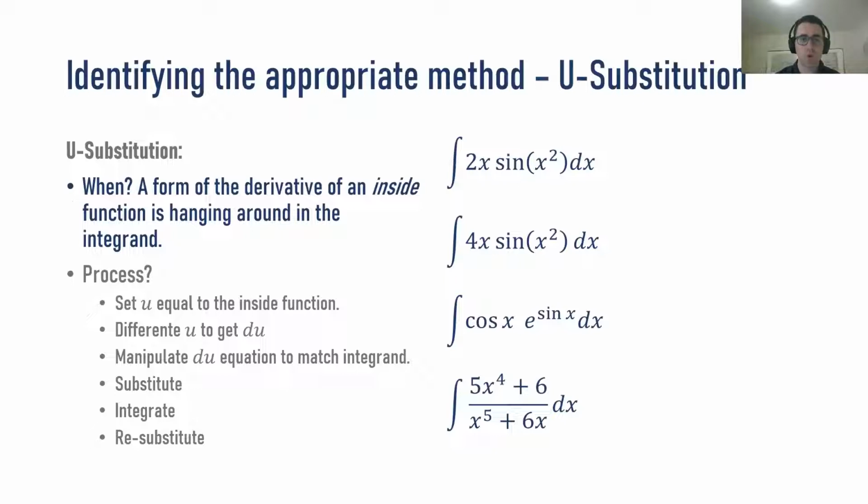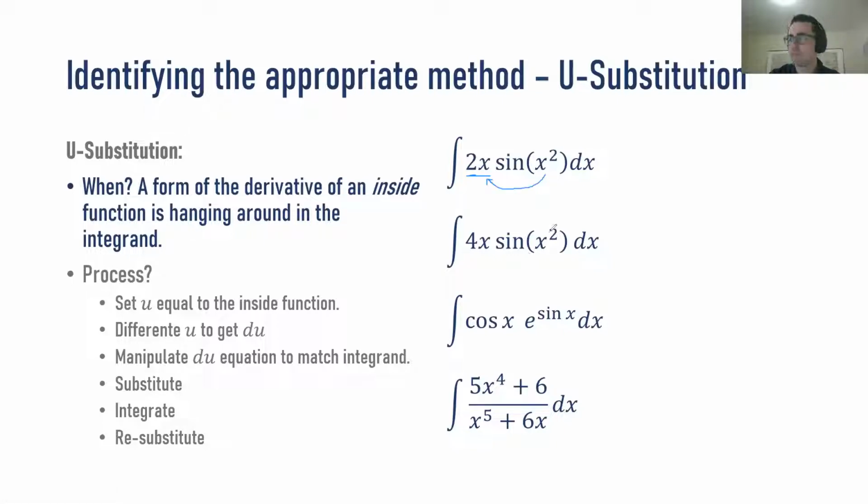So in all four of these integrands, we're looking for a form of the derivative of an inside function to be hanging around in the integrand. In this first integral, I quickly see the inside function is x squared. It's inside the function sine of x squared. So what is the derivative of x squared? I know that is 2x, and I clearly see that hanging around on the left of where it says sine. The derivative of the inside function is hanging around.